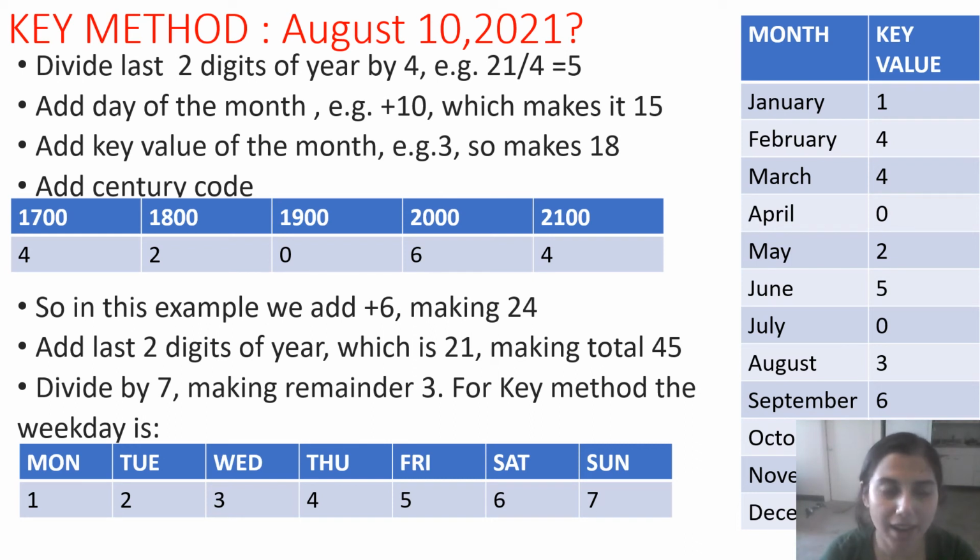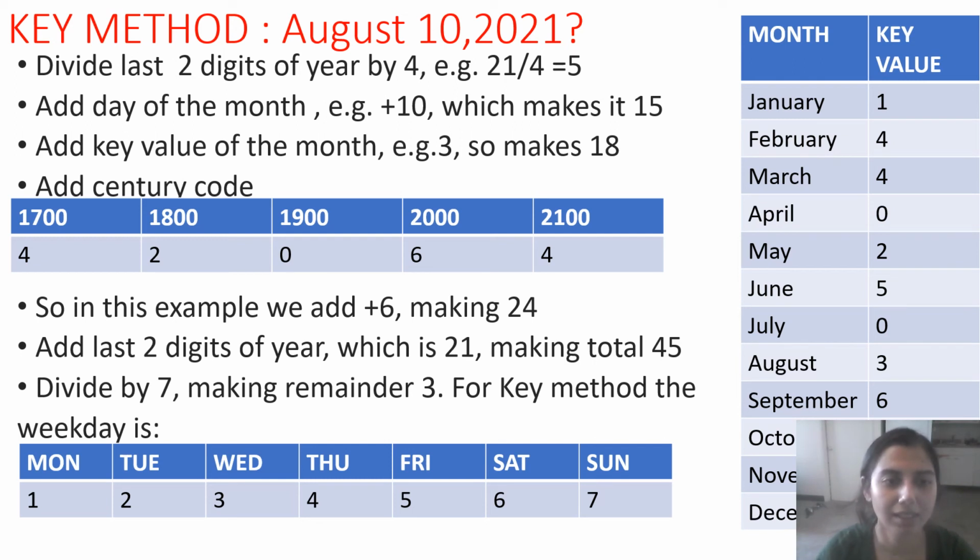Now for the century codes, every 400 years will have the same century code. So for 1700 you will see that the century code is 4. For 2100 the century code as well is 4. For 1800 the century code is 2. For 1900 it is 0. For 2000 it is 6. So you need to memorize these century codes. 2000 would be a 6, 2400 would also be a 6. So every 400 years the century code repeats itself.